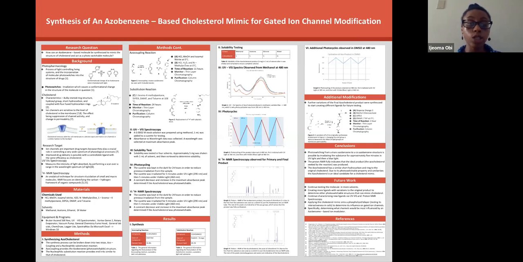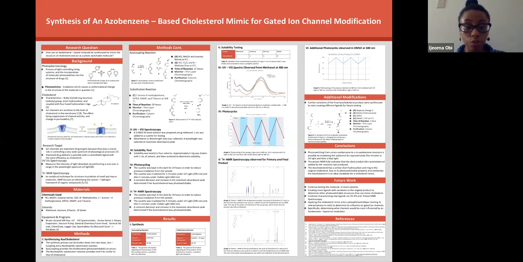So if you look down to the materials section, you can see that the chemicals I used did include HCl, MeOH, isoamyl nitrate, and etc. The solvents that I tested to make sure that the molecule, the azobenzene, was similar to cholesterol included methanol, acetone, ethanol, and DI water. And the equipment and programs I used are also listed below.